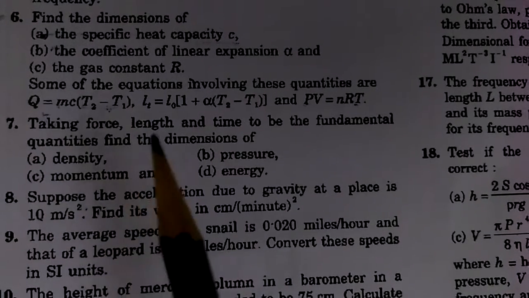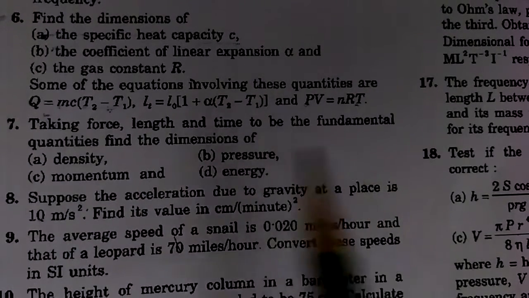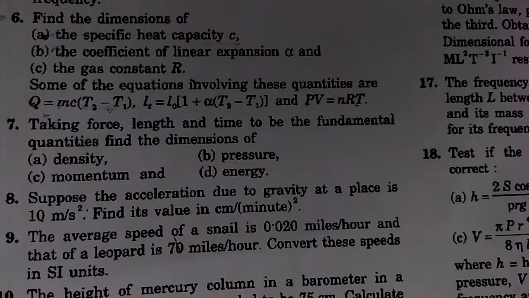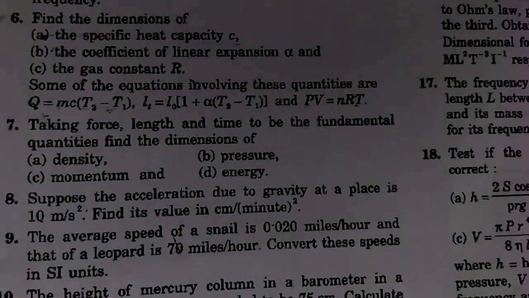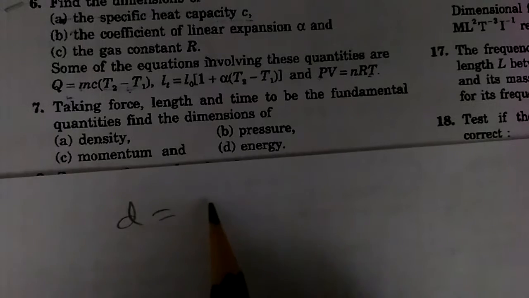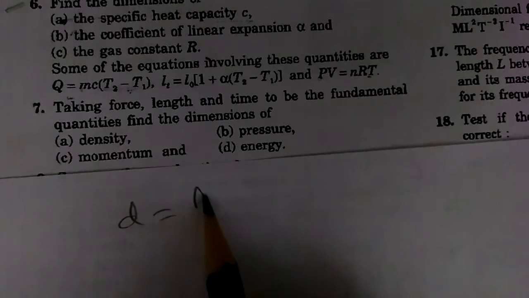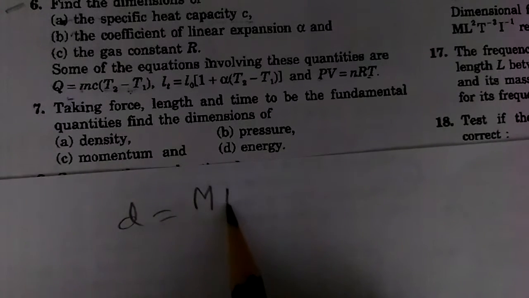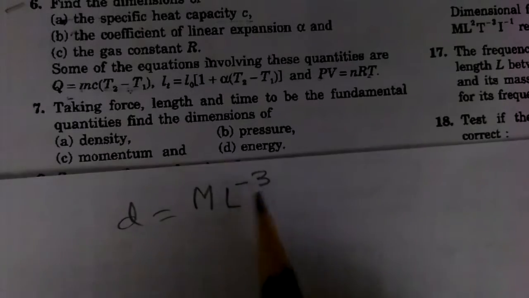7. Taking force, length and time to be fundamental quantities, find the dimensions of the following. Let's start with the density. So if we write density as D, it is written as mass per unit volume. So I can write it as M L to the power of minus 3.